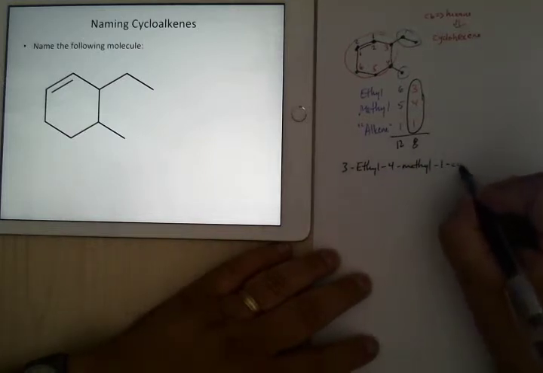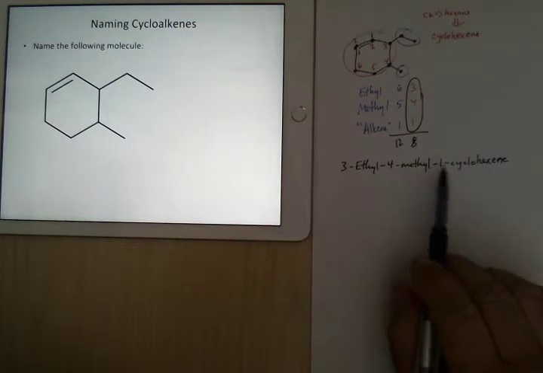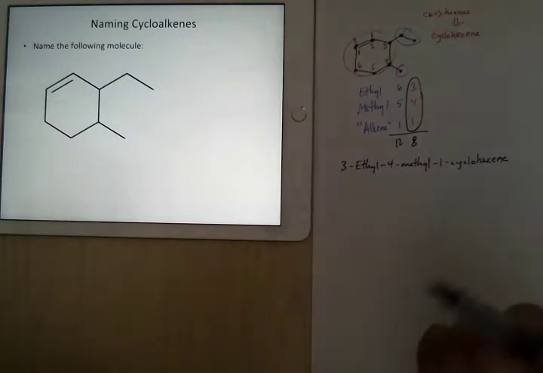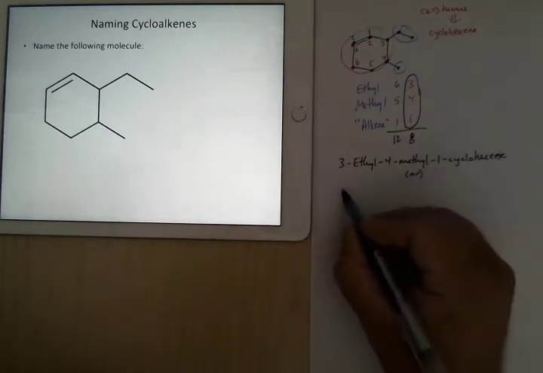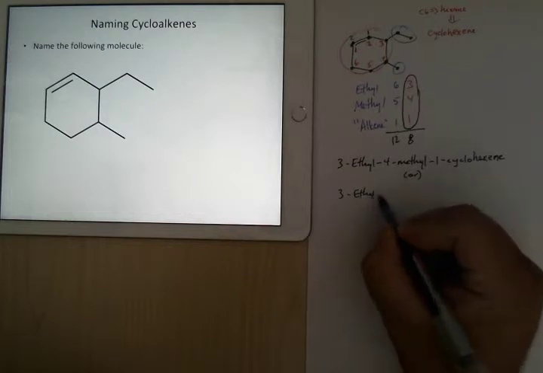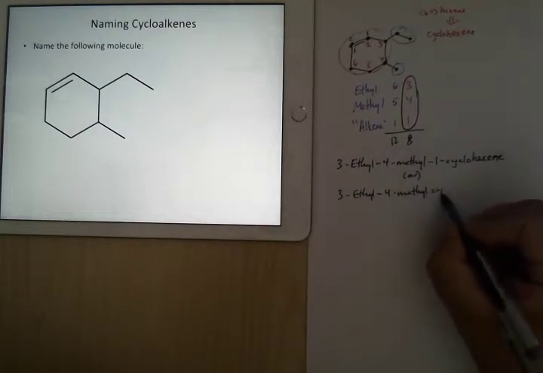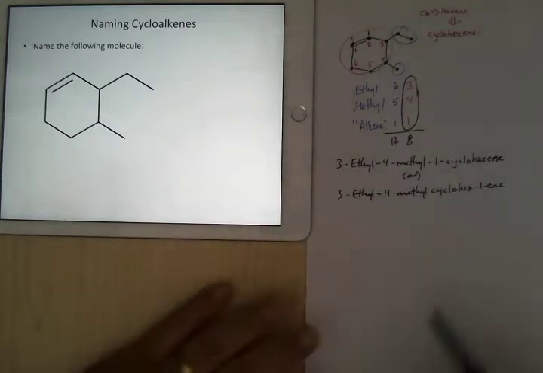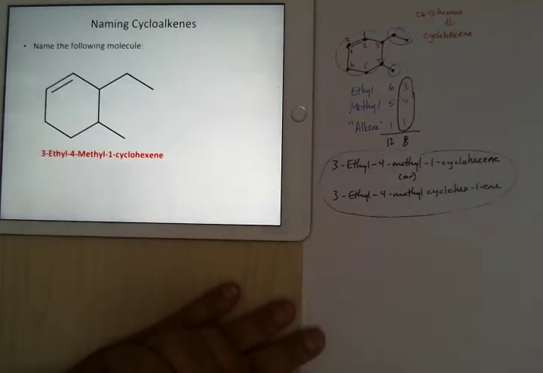Now you can put the 1 in. I would suggest doing that, because while you're starting out you could get away with just having methylcyclohexene, stuff like that. But it's good to go ahead and put that in while you're learning. It's a good habit. The other way you could do it is 3-ethyl-4-methylcyclohex-1-ene, and then there's no ambiguity. Nobody's going to care.